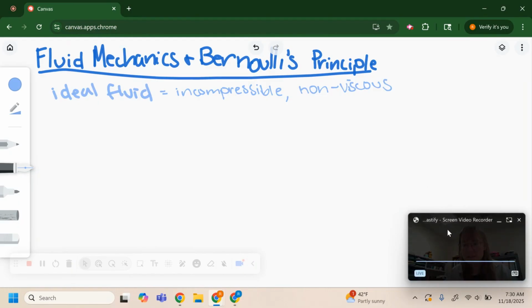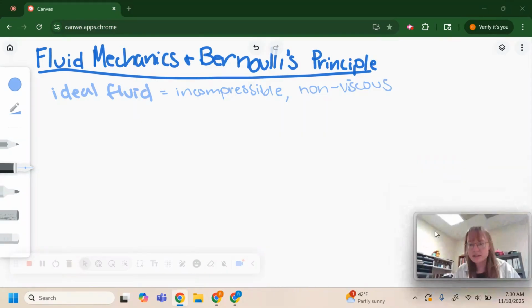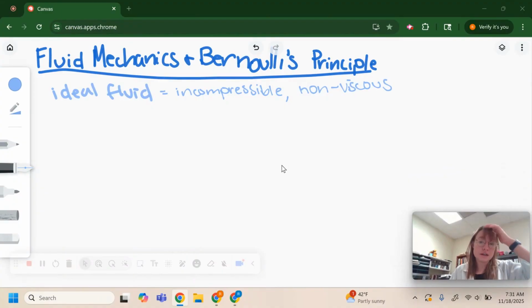Incompressible and non-viscous. It applies to fluids that are incompressible and non-viscous. Let's start by defining each of these terms before we talk about the equations that we're going to apply to them today. First, incompressible. Incompressible means it can't be squished.